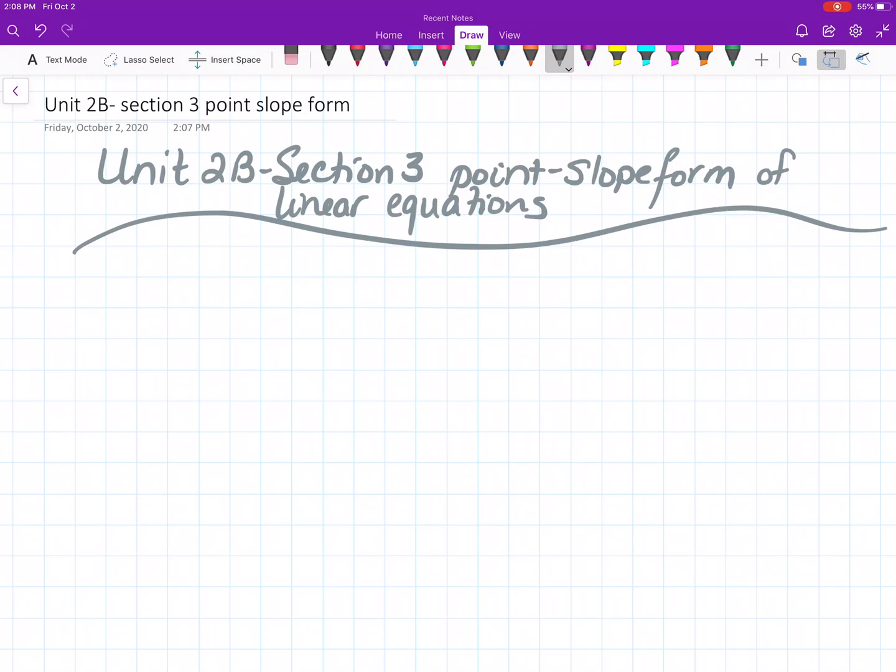Okay, we're going to do Unit 2B, Section 3, point slope form of linear equations. The last lesson was on slope-intercept, which gave you the intercept and the slope. So guess what this is going to give you? By looking at this equation, you can figure out a point and you can figure out a slope. Okay? So here is the generalized form.